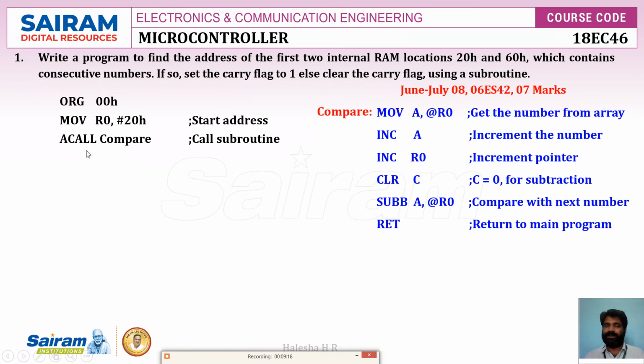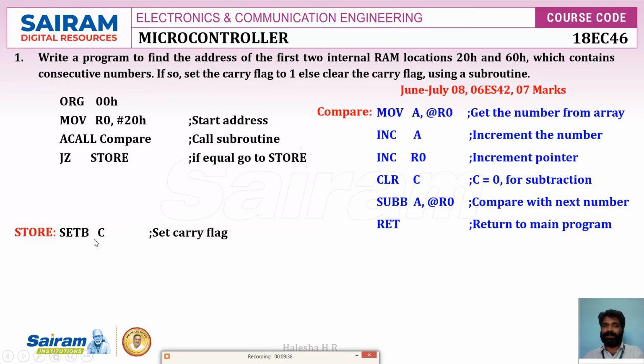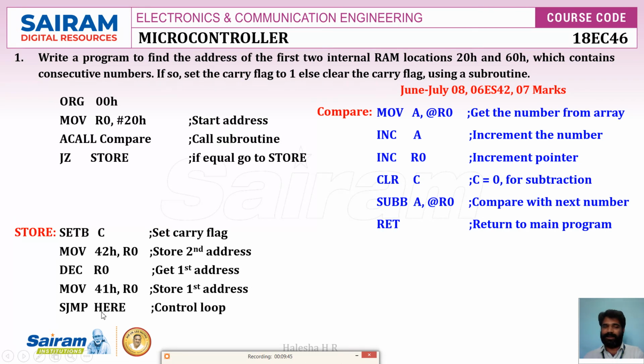When it returns, it returns with the result in A, and when it returns to the main program, there you check whether the result is 0. Jump on 0, go to store. If it is 0, it will come to store. Here it sets the carry flag and stores the addresses at the end of the array. This is the same concept. Sjump here, go to control. Store and go to control.